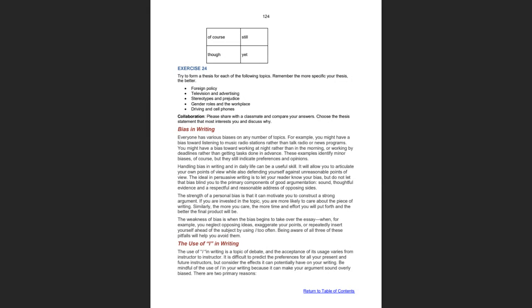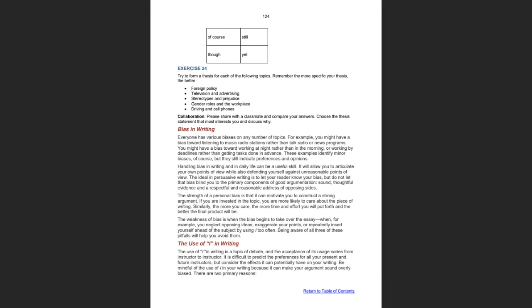Bias in writing. This is a big problem. Everyone has various biases on any number of topics. For example, you might have a bias towards listening to music radio stations rather than talk radio or news programs. You might have a bias towards working at night rather than in the morning, or working by deadlines rather than getting tasks done in advance. These examples identify minor biases, of course, but they still indicate preferences and opinions. Handling bias in writing and daily life can be a useful skill. It will allow you to articulate your own points of view while also defending yourself against unreasonable points of view.